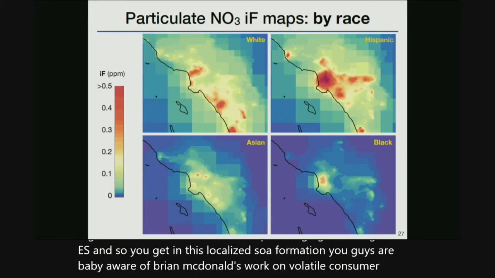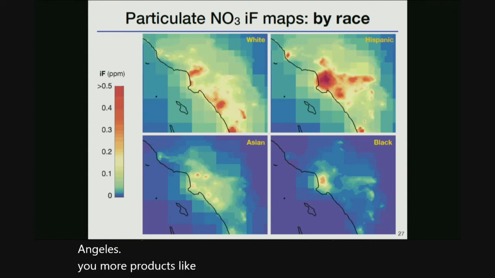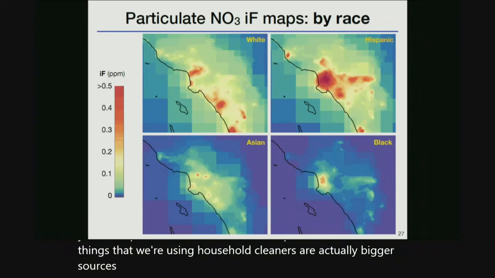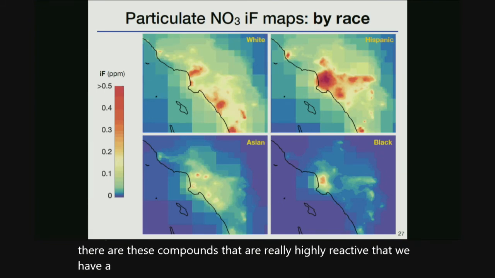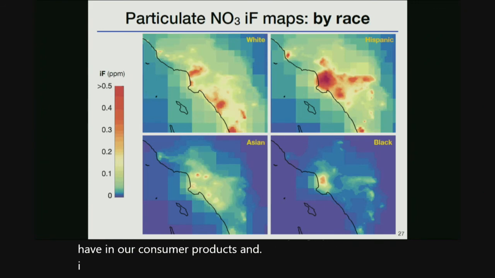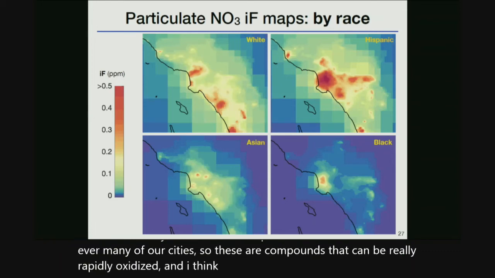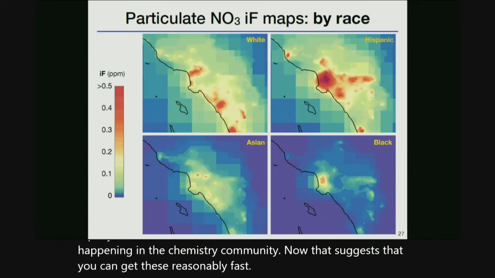The summary of that work is that it turns out that in places like Los Angeles, consumer products like deodorants and paints and all sorts of things like household cleaners are actually bigger sources of reactive organic compounds, reactive VOCs that can be really rapidly oxidized to produce SOA, than are, say, traffic emissions now. So there are these compounds that are really highly reactive that we have in our consumer products. And I think somebody described it as a chirping volcano that we have over many of our cities. So these are compounds that can be really rapidly oxidized. And I think there's more and more work happening in the atmospheric chemistry community now that suggests that you can get these reasonably fast processes producing SOA even within urban environments.